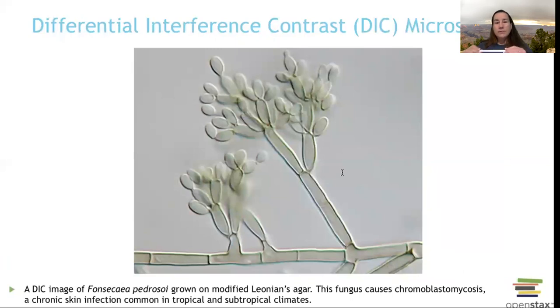Differential interference contrast. Interference, again, similar to phase contrast. It's going to use interference patterns. It is going to use two beams of light on a DIC microscope. And we can see this beautiful picture of this fungus that is growing here using our DIC microscope. So, high contrast organism pictures of living things.